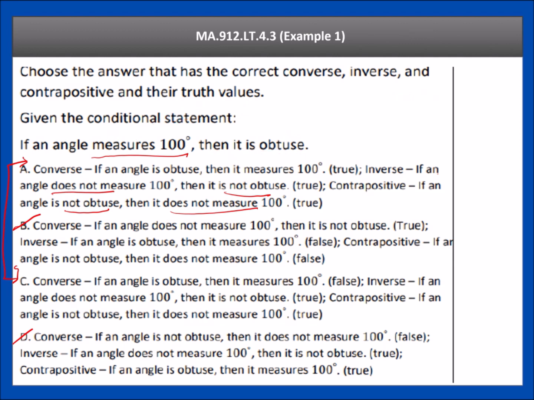Let me erase this. If an angle is obtuse, then it measures 100. Is that true? If obtuse, then it has to be 100. Well, that can't be true, because if an angle is obtuse, it doesn't necessarily mean that it has to measure 100. It could measure 120, right? So this cannot be true, so it has to be false. Therefore, I'm going to say that it is C. Again, do the conditional, do the converse, inverse, and then see if it's true or not.